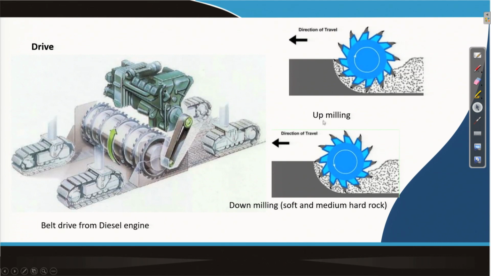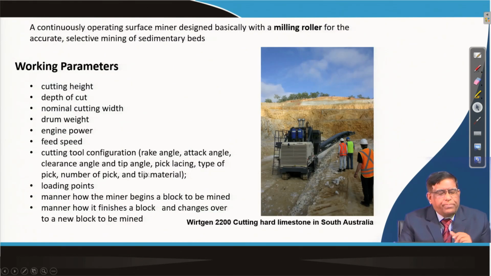In the other case, top-up milling, the machine is moving in these directions, as the machine is going down and the material is loaded over here. You can see here the engine; I told you that drive is given by belt drive to the drum, and then these crawlers are getting power, and the machine is supported at the top here. So this gives you a fair idea of how this machine is operating.